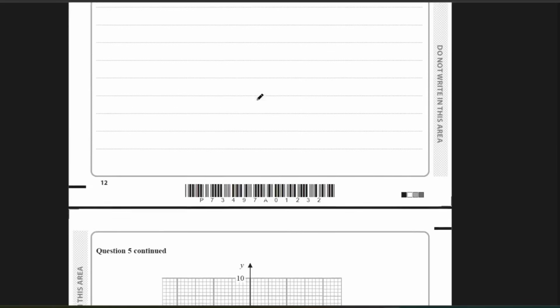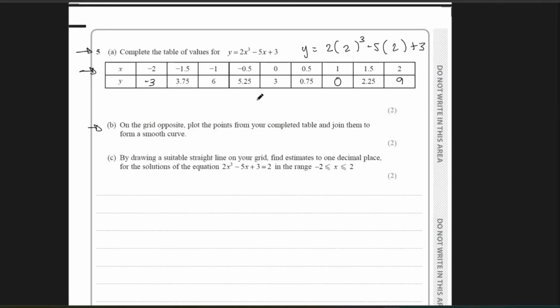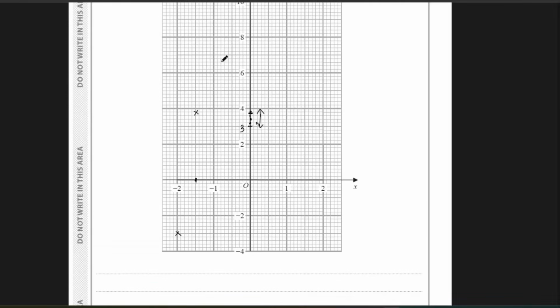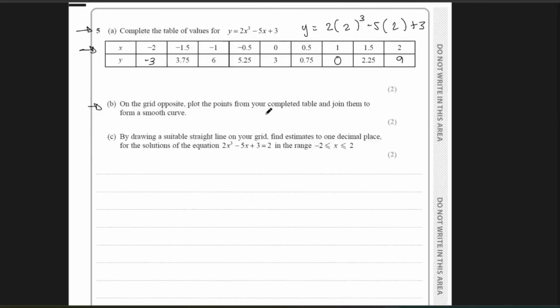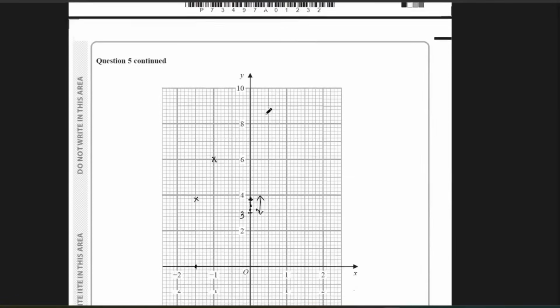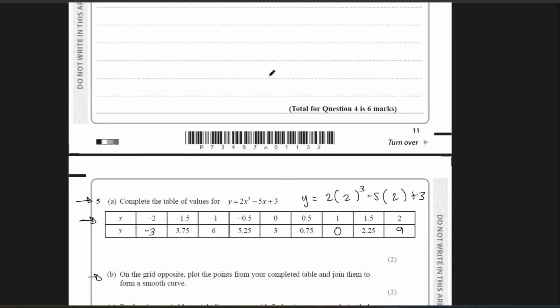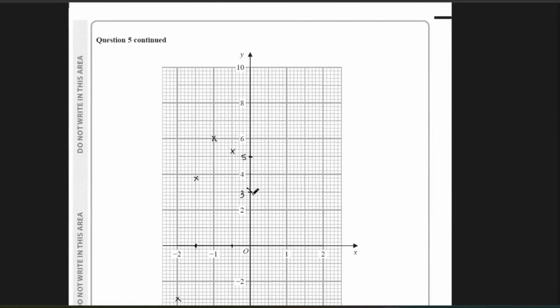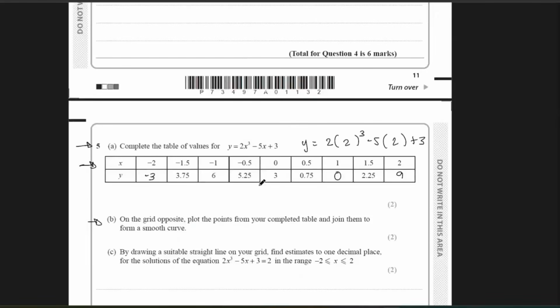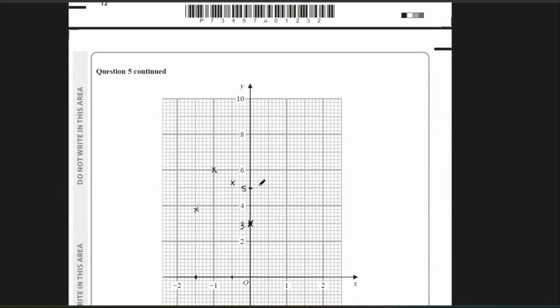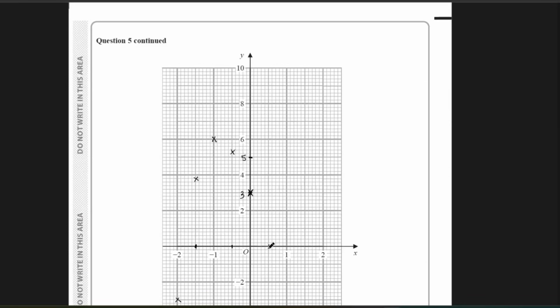Okay. Next point, minus 1, 6. So minus 1, 6 would be here. Negative 0.5, 5.25. So this is 5. The next square would be 5.2 and should be somewhere here. We have 0, 3, then 0.5, 0.75. 0.5 is here, 0.75 would be here.